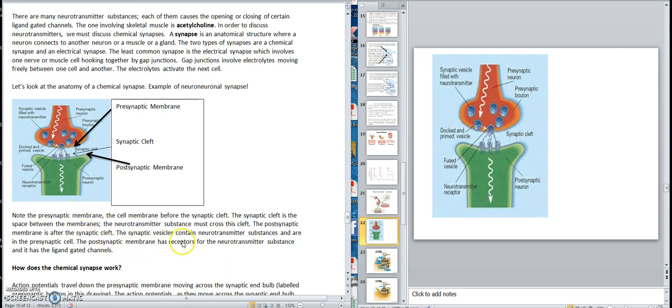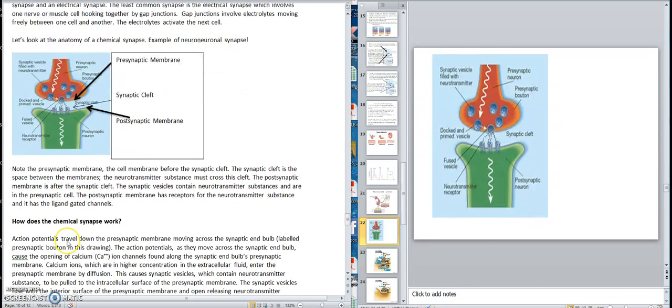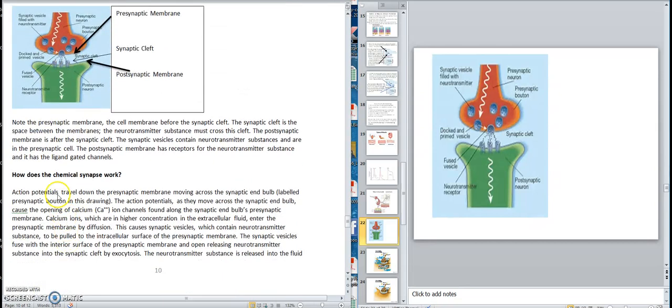The postsynaptic membrane has receptors for the neurotransmitter, and it has the ligand-gated channels. Okay? So we go further. How does the chemical synapse work? Let's talk about it. Action potentials. The thing you have to do is you have to have action potentials.